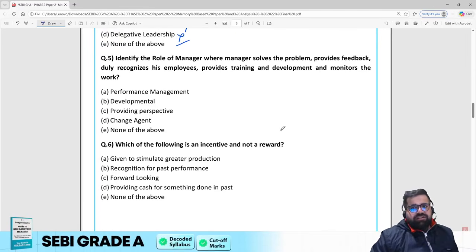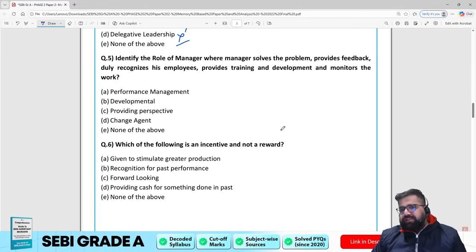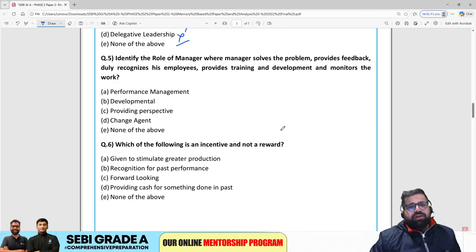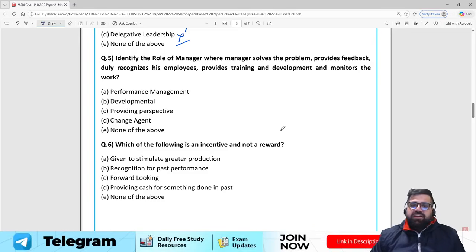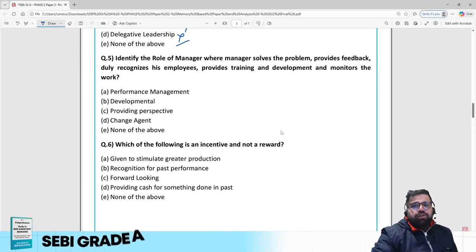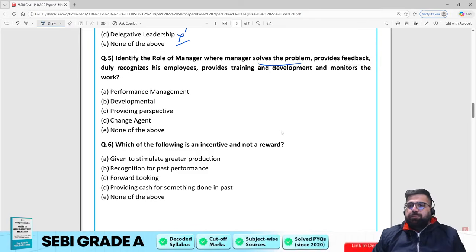Identify the role of manager where manager solves the problem, provides feedbacks, duly recognizes his employees, and provides training and development and monitors work. So read the question number 5, and tell me the correct answer. Now we know the role of manager given by Henry Mintzberg, but these are not given by Henry Mintzberg. These are like random roles of manager which the examiner has put in the paper.